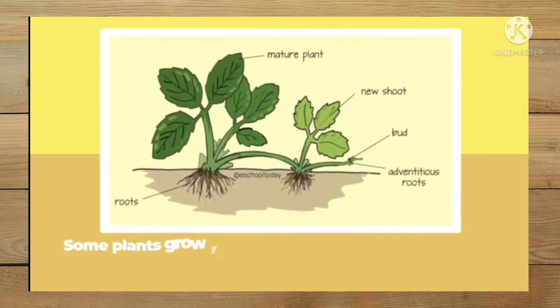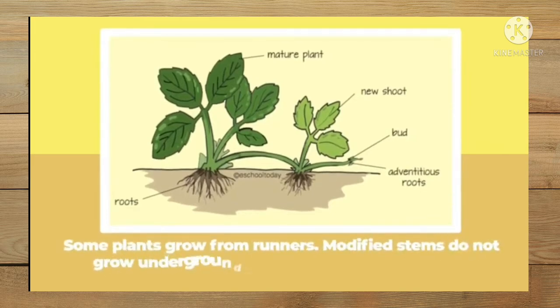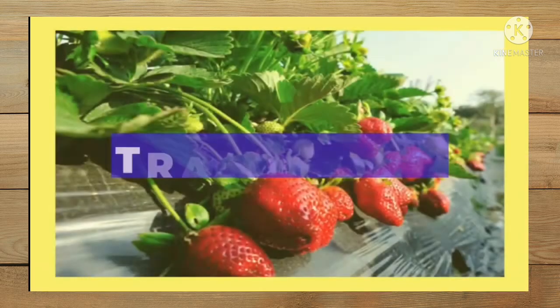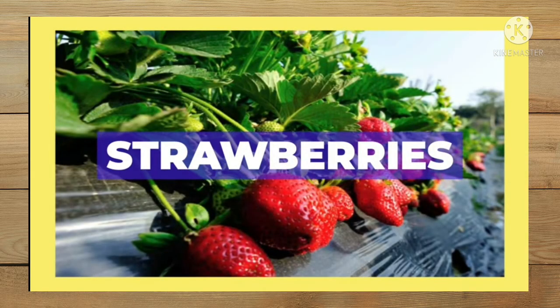Some plants grow from runners. Modified stems do not grow underground, but instead crawl along the ground. They are called runners. Examples of runners are strawberries and carabao grass.